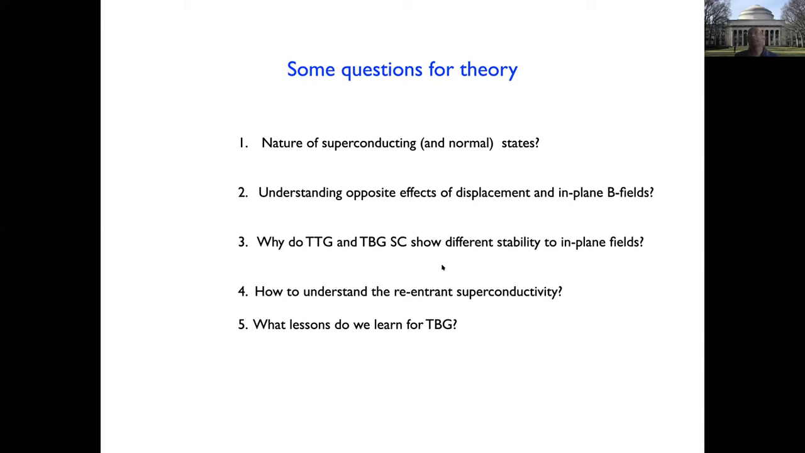Okay, so anyway, that's a summary of some of the interesting phenomena and experiments. So the questions for theory are the following, right? We want to understand the nature of the superconducting state and perhaps ideally also the normal state. We want to understand why displacement and in-plane magnetic fields have opposite effects, though both end up breaking the mirror symmetry. We want to understand why TTG and TBG superconductors show different stabilities to in-plane magnetic fields, though they are nominally somewhat similar. And finally, how should we understand the re-entrant superconductivity? And even more finally, what lessons do we learn for twisted bilayer graphene if we could understand all these phenomena in twisted trilayer graphene?